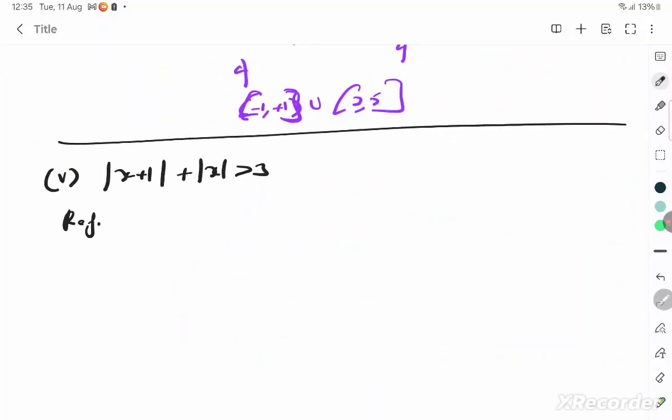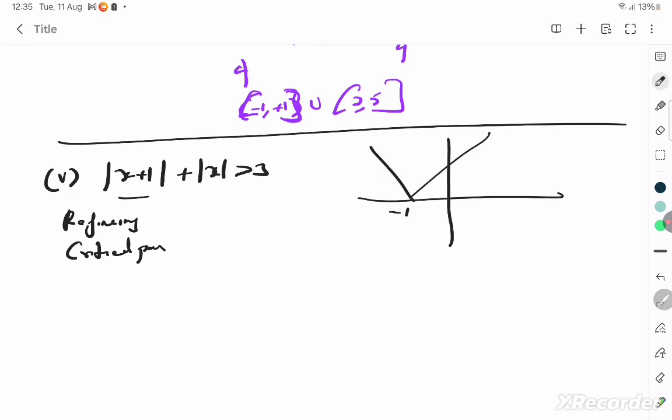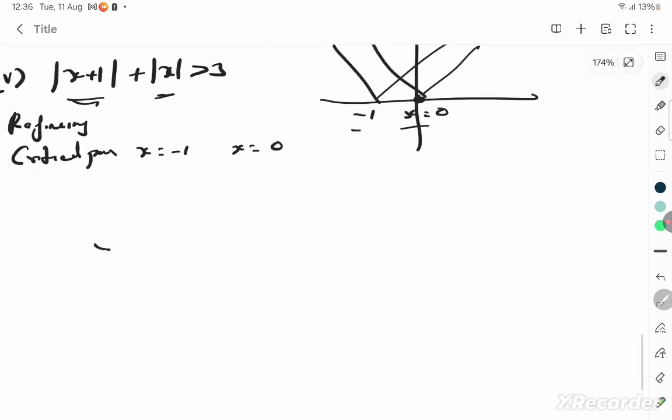For redefining the function, you need to know the critical points. How do you find the critical points? You draw this graph. At x equal to -1, this function will become 0. This function, mod x, will become 0 at x equal to 0. So these are your critical points: x is equal to -1 and x is equal to 0. Put it on the number line, a -1 and a 0.